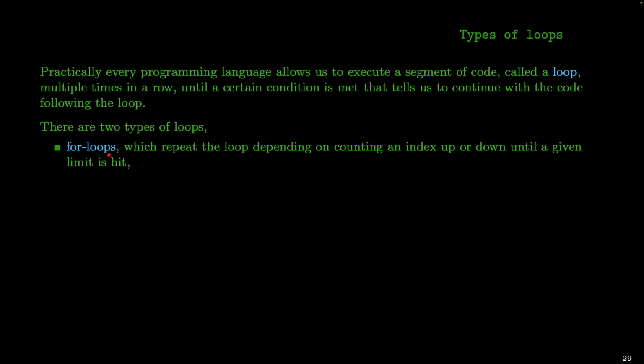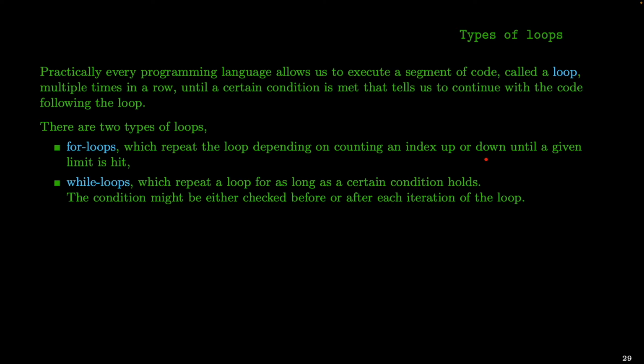Firstly, the for loops. Those repeat the loop depending on counting an index up, or sometimes counting it down, until a given limit is hit. So until the index reaches a certain value, and then you stop the loop.